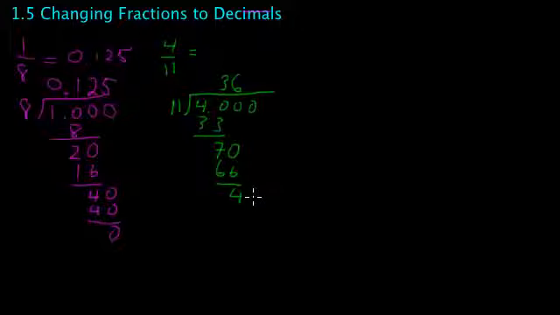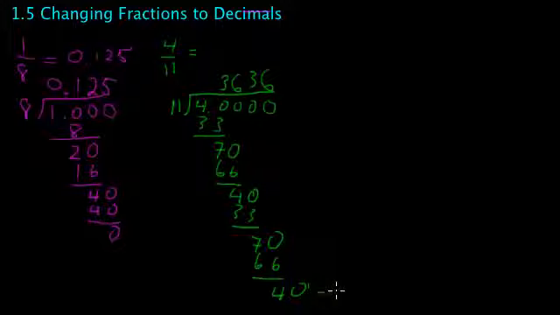Bring down a 0. This looks familiar. That's where we started from. I already know 11 goes into 40 3 times. I saw that before. 3 times 11 is 33. I get 7. That looks familiar too. I pull down a 0, and 11 goes into 70 6 times yet again, giving me 66. I subtract, and I get 4 again.